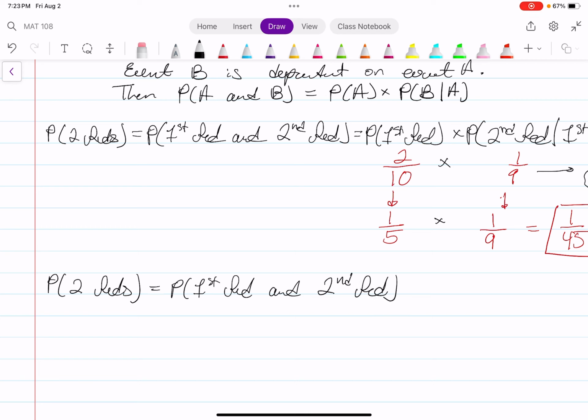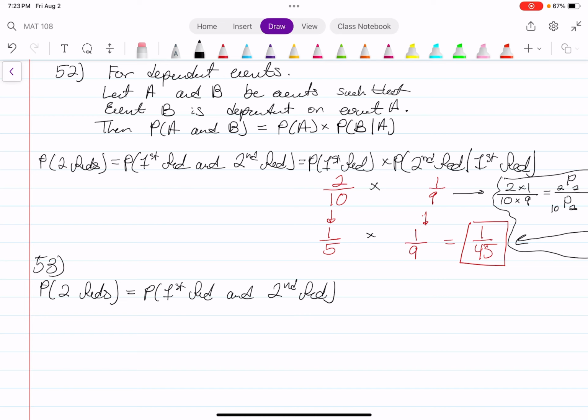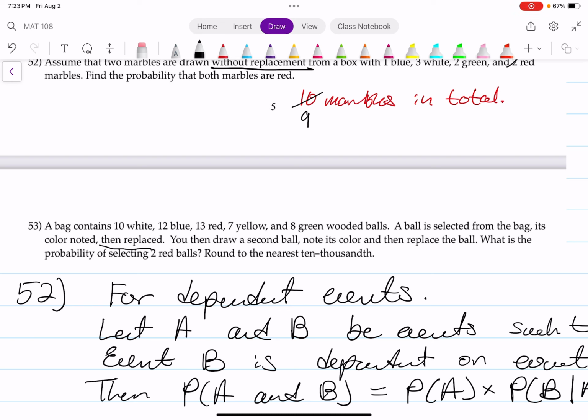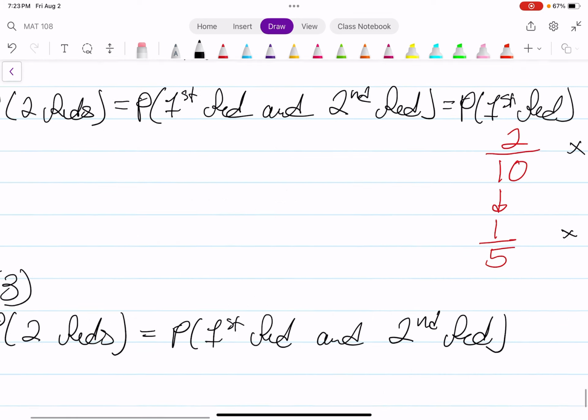Okay. So will this be similar to number 52? The answer is, of course, it is similar to number 52, but it's not the same. The reason why this is different is because it says the ball is replaced. So for the first selection, there are 50 balls you can choose from. You take one out, you note its color, and you put it back, which means for the second attempt, there are still 50 balls left for you to choose from, which means the first event will not have an impact on the probability of the second event. These events are independent.